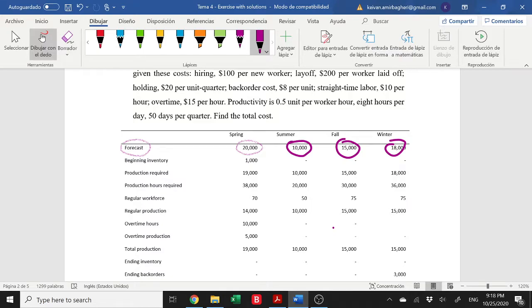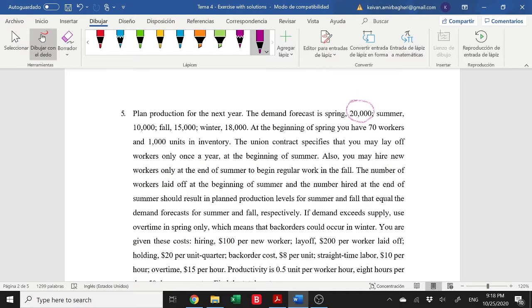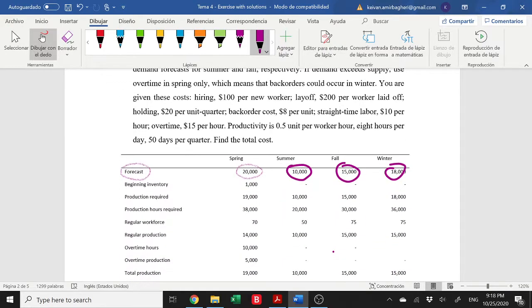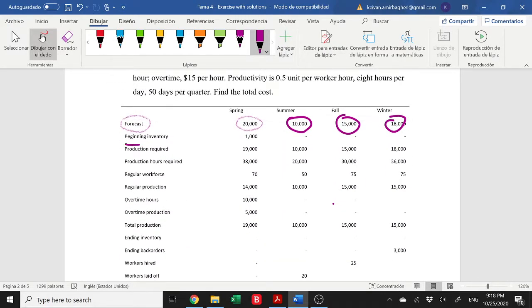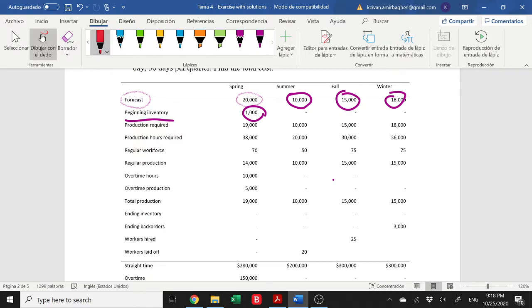But attention, as the problem says, we have a beginning inventory of 1,000 units in spring. So the beginning inventory in spring, here we write it, that is 1,000 units. So pay attention, guys. At this moment, you shouldn't complete this part.